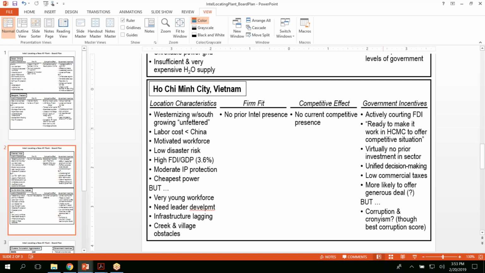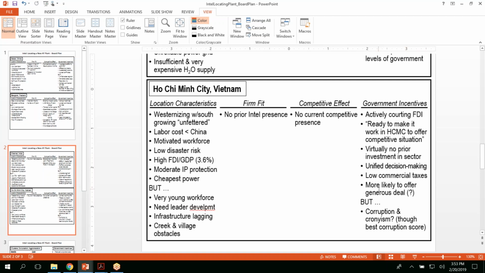Government incentives. So here's important. The important thing here is you can talk about the data. This says they're actively courting foreign direct investment. They're ready to make it work. Right? Virtually no prior investment in this sector, in the semiconductors. So the idea is Intel would be a big coup for them to get. So there's not another AMD or Intel, unlike China or Thailand, right? This would be a real big get for Vietnam. So they're motivated to sort of give them a deal.